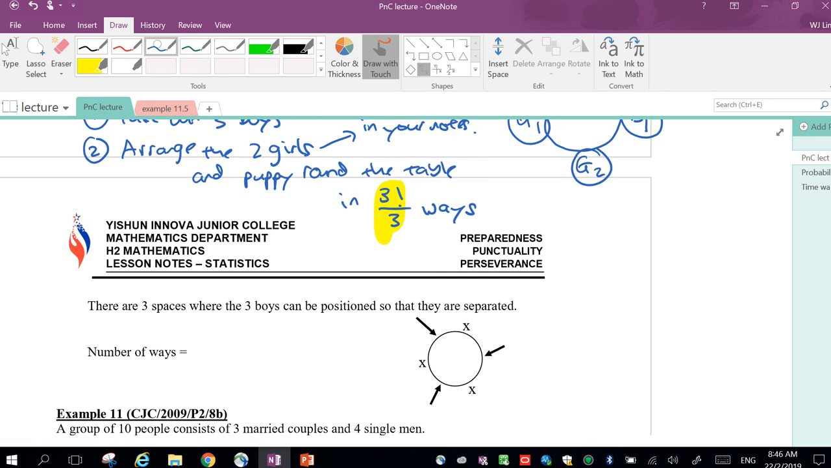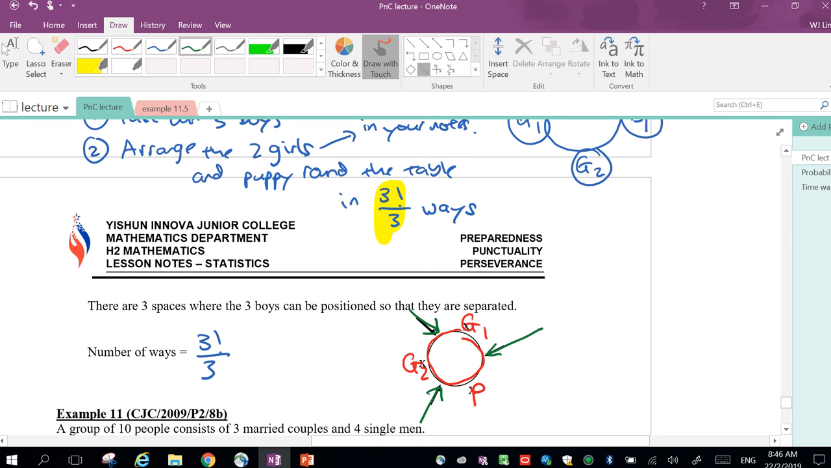So let me show you the diagram. It's a round table. You took out the 3 boys, right? Left 2 girls and the puppy. So this is girl 1, girl 2, and the puppy in gray. So you need to arrange the 3 factorial over 3, the 2 girls and the puppy. Then the 3 boys slot in where? You write in green the 3 arrows here.